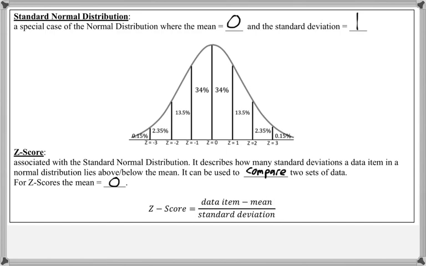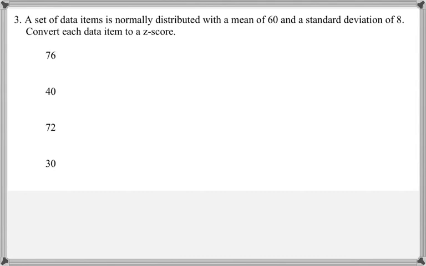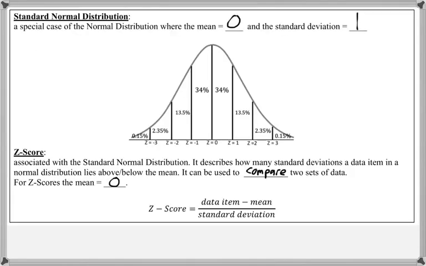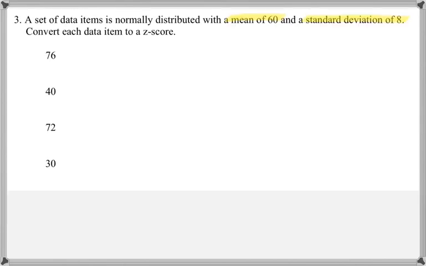Number 3 says, a set of data items is normally distributed with a mean of 60 and a standard deviation of 8. Convert each data item to a z-score. So our mean is 60 and the standard deviation is 8, and our formula is right here. So I need to take 76 minus 60 and divide that by 8. And that is equal to 2.